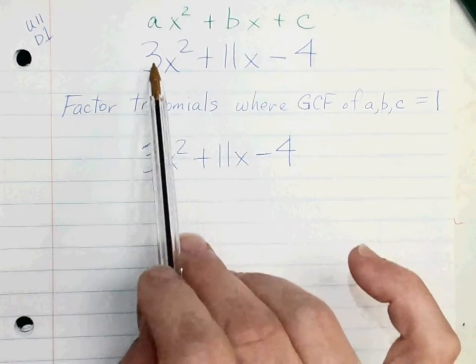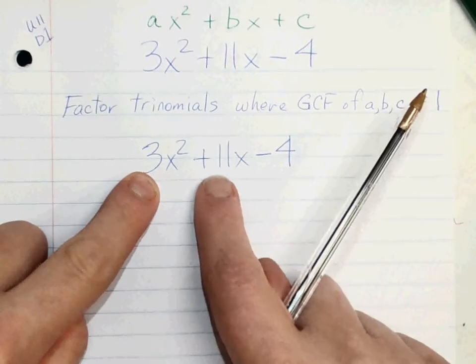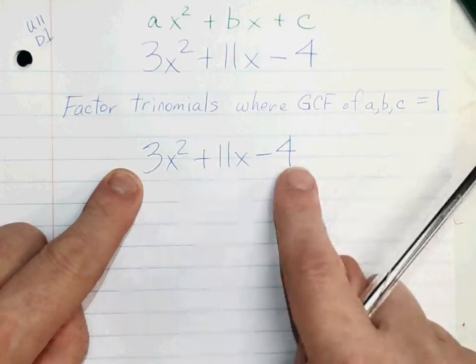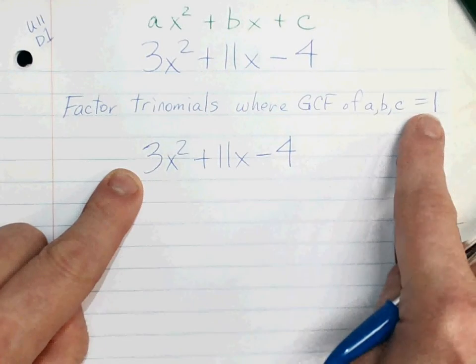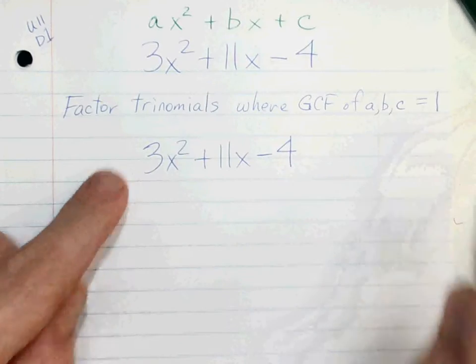Normally, you would have to look at this trinomial and factor out a GCF. We're just going to give you problems where you don't have to worry about a GCF. You will in future math classes, so be prepared. Don't say, well, they never told us. We'll probably do some of these later on, but right now we're just going to look at it. What I mean by that is, if you look at 3, 11, and negative 4, the only common number that will divide all three of them evenly is 1. That's what I mean by GCF for a, b, and c equaling 1.